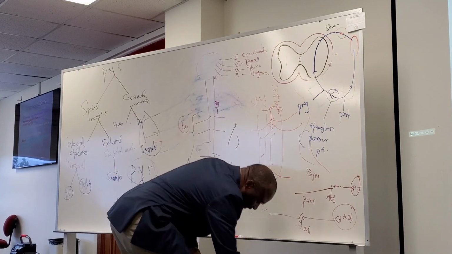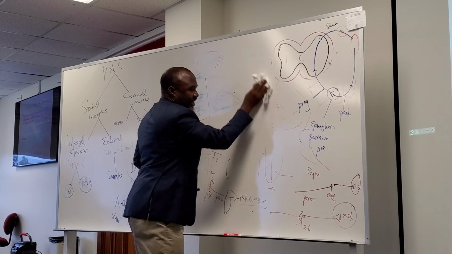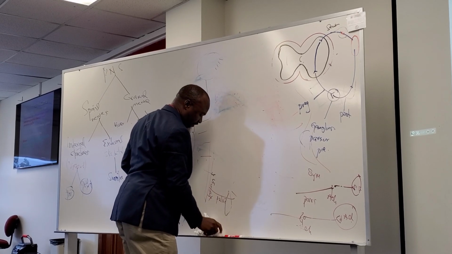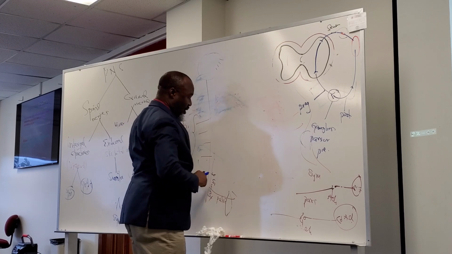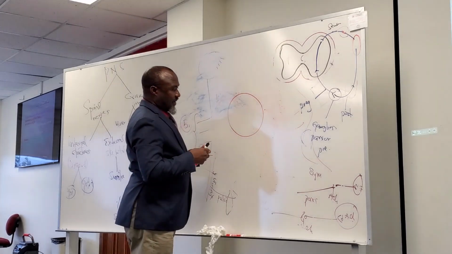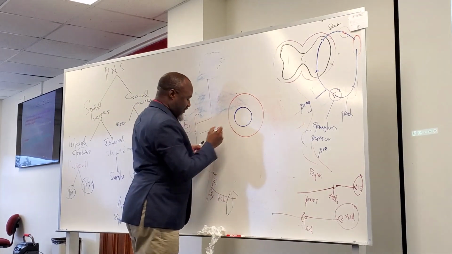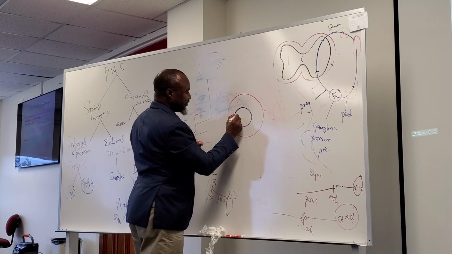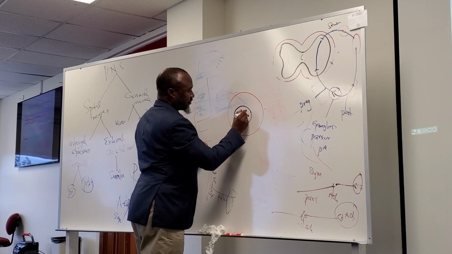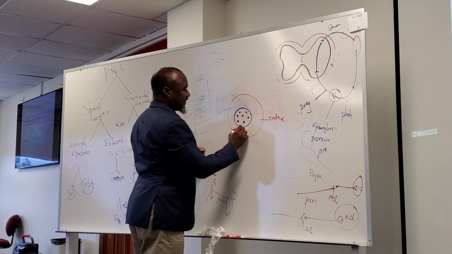The adrenal gland is known to produce both cortisol, corticosteroids, mineralocorticoids, as well as norepinephrine. So if this is the adrenal gland, this is the cortex, and this is the adrenal medulla. And the adrenal medulla is made up of what? Cells.